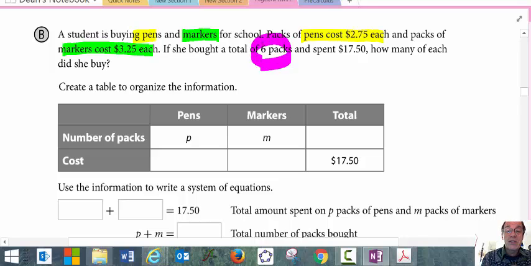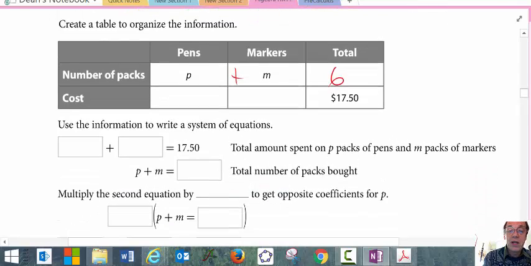So that means that's our count. So P plus M is going to equal 6. Now that's really horrible writing. Let's see if I can figure out how to erase that. Yeah, I erased that. That's better. Let's go with the red. So it's P plus M equals 6, which is what we've got down here.